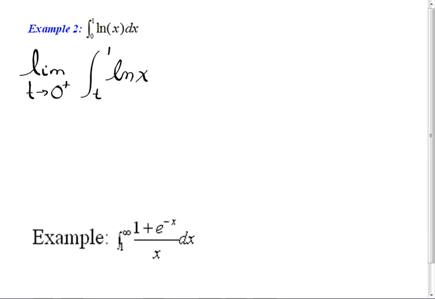Uh-oh. How are we going to do that integral? We did it in class. I've memorized it. We have to do what? Integration by parts. So let's just do integration by parts on the side. We will not put limits in. Now, do you remember how to do this?